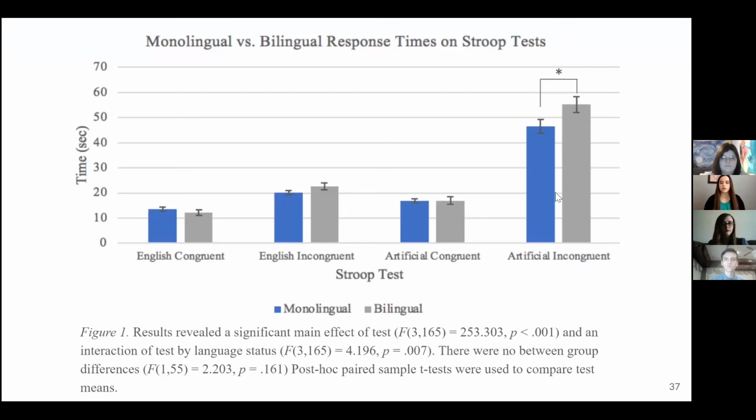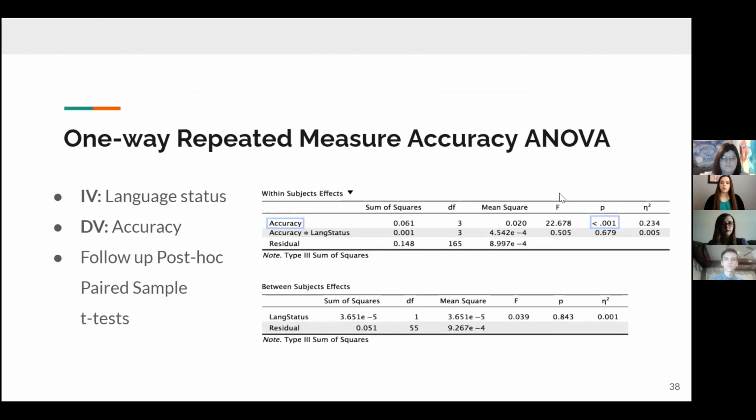So now going on to our second one-way repeated measure ANOVA, this one is specifically looking at accuracy. And what we can see is that there was a significant main effect of test with accuracy, but there was not an interaction this time with accuracy and language status. And so in order to look more closely at this main effect of test, we also did a post hoc paired sample t-test.